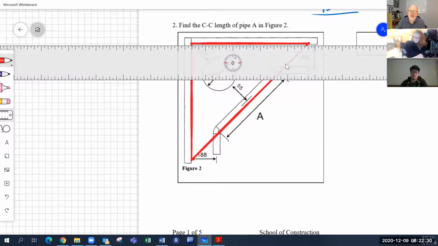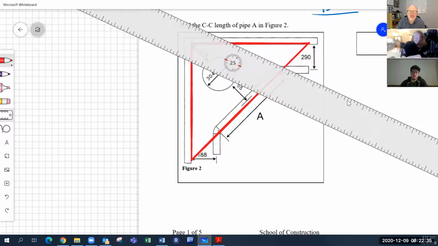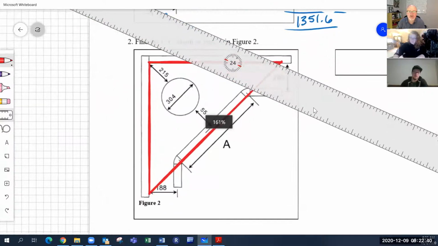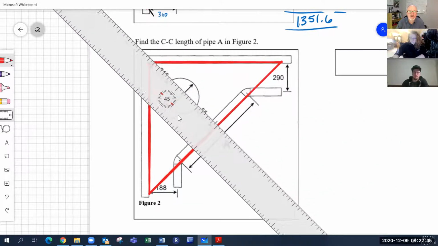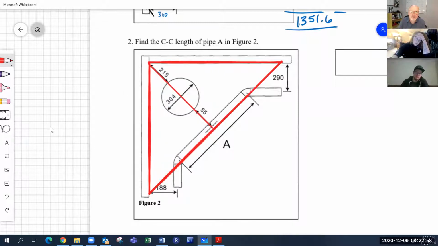While I'm drawing this, you guys can get me my wall-to-wall measurement. You can put that in the chat, the wall-to-wall measurement. So wall to wall, this is 215, 304, and 55. I have a wall to wall.